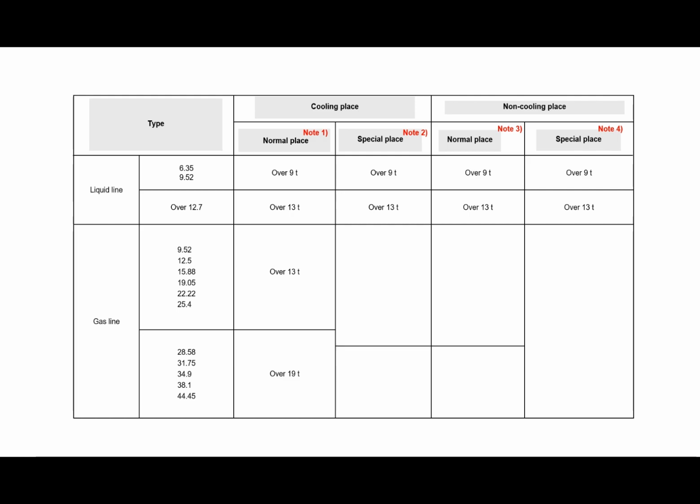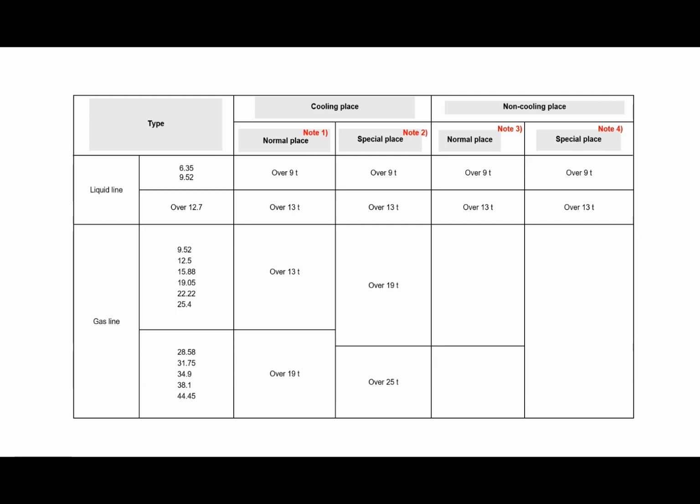So we are going to see the special place recommended thickness. The special place recommended thickness is over 19 millimeters for the pipe size 9.52 to 25.4, and over 25 millimeters for the pipe size 28.58 to 44.45 for the gas pipelines.